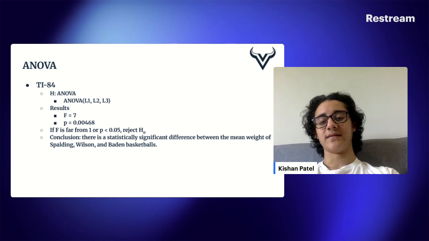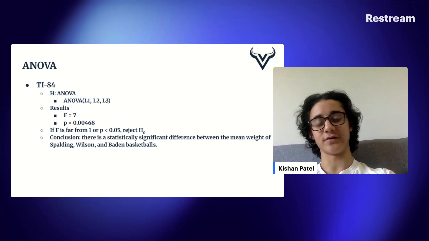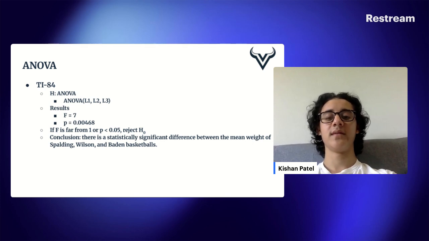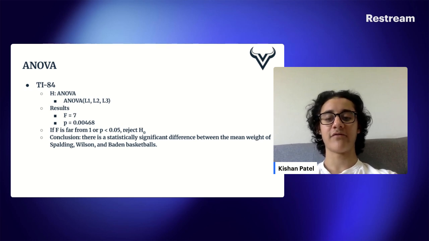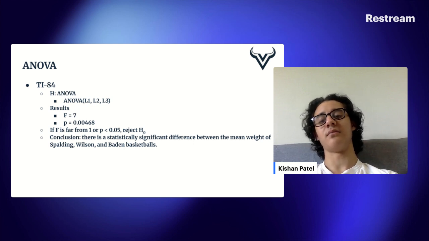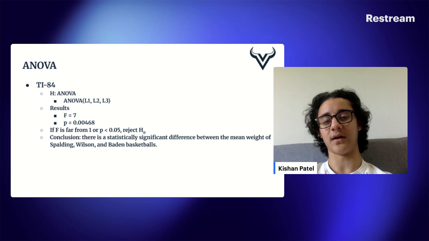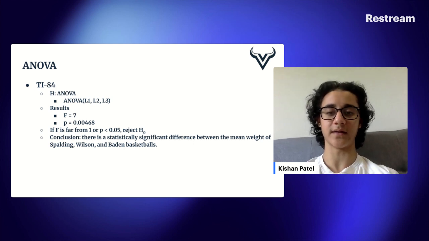So the first thing we can look at is that p equals 0.00468. So p is less than 0.05, so we will reject the null hypothesis, meaning that there is a difference between the mean weights of these 3 basketballs. Alternatively, we could say that if F is far from 1, which it is, it's 7, you also reject the null hypothesis. So with each of these tests, there are 2 methods that you could use to get to the same conclusion. With ANOVA, if you're not using the TI-84, chances are you will get the F ratio or the p-value, so you'll be able to make the conclusion on the test. You will not have to do it by hand.